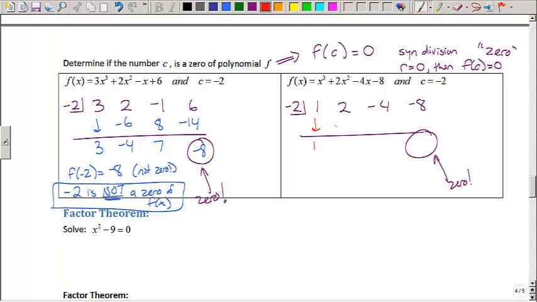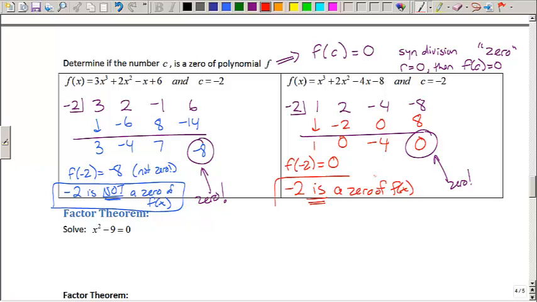I drop this down, I get 1. 1 multiplied by negative 2 is negative 2. Add down. Multiply, I'm getting 0. Add down. Negative 4 plus 0 is negative 4. Negative 4 times negative 2 is positive 8. And negative 8 plus positive 8 is 0. Yay! That's exactly what I wanted. So I can say, using the remainder theorem, that f of negative 2 is 0. And if f of negative 2 is 0, then by the definition of a zero, negative 2 is a zero of the polynomial f of x. Woohoo! So now I have determined if this is a zero or not.